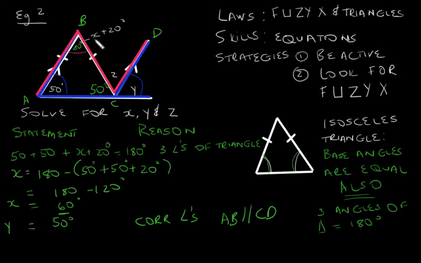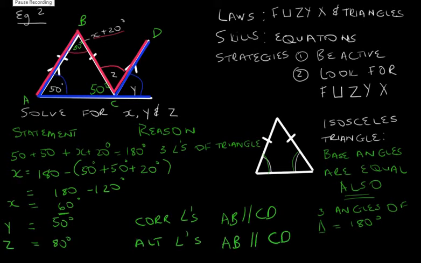Why? Because originally it was x plus 20. And what was x? X was 60 degrees, meaning that this angle will be 80 degrees. So if this angle is equal to 80 degrees, it means that angle Z will also be equal to 80 degrees. Let's write that down.